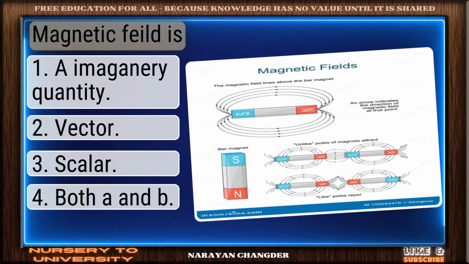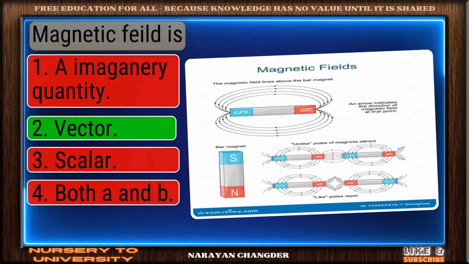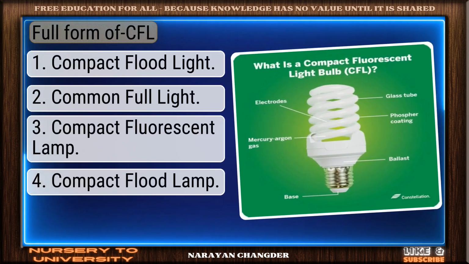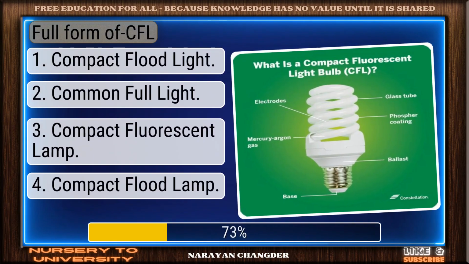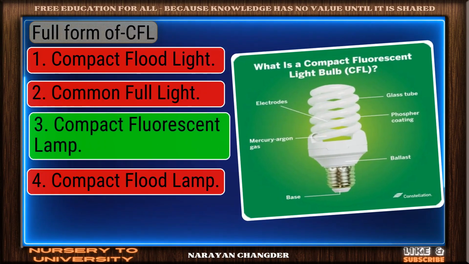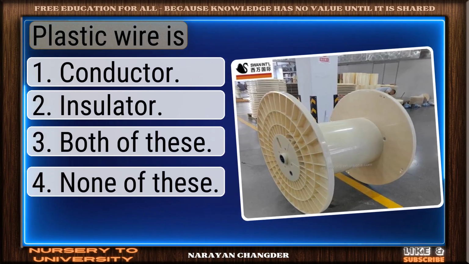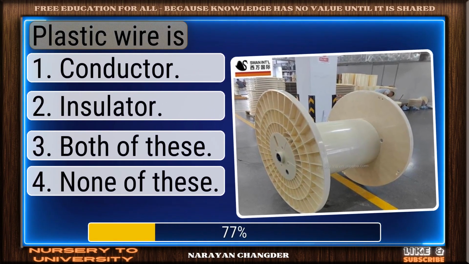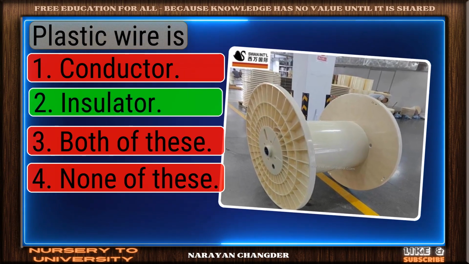Question number 291. Magnetic field is? Well picked. Vector is the correct answer. Question number 292. Full form of CFL. Correct. Compact fluorescent lamp is the right answer. Question number 293. Plastic wire is? Excellent. Insulator is a brilliant choice.